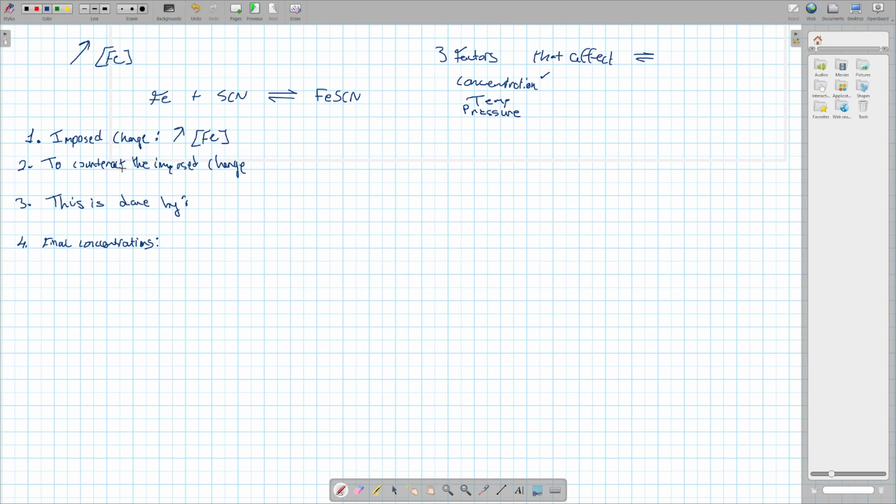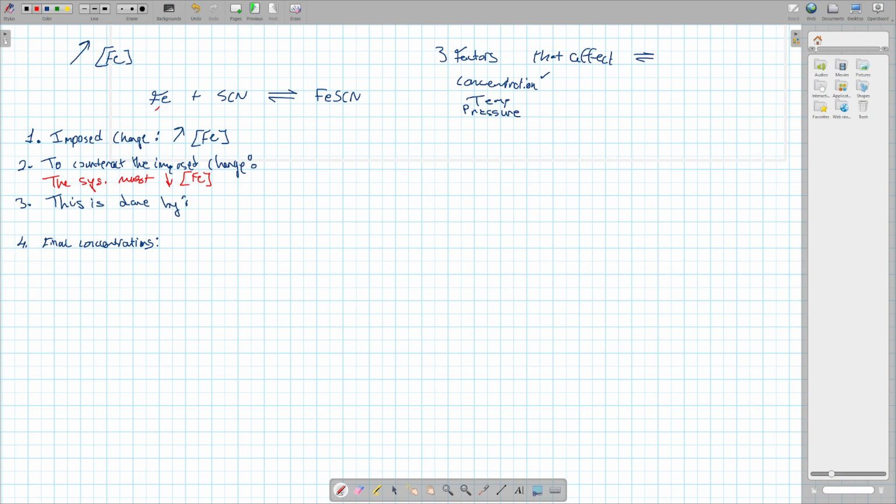So what will the system have to do to counteract this imposed change? What is the opposite? Counteracting, to go against it. What's the opposite of increasing Fe? We say the system, let me write in a different color, the system must decrease the concentration of Fe, right? Okay. Now you're going to say, Walid, how on earth are you going to decrease Fe?